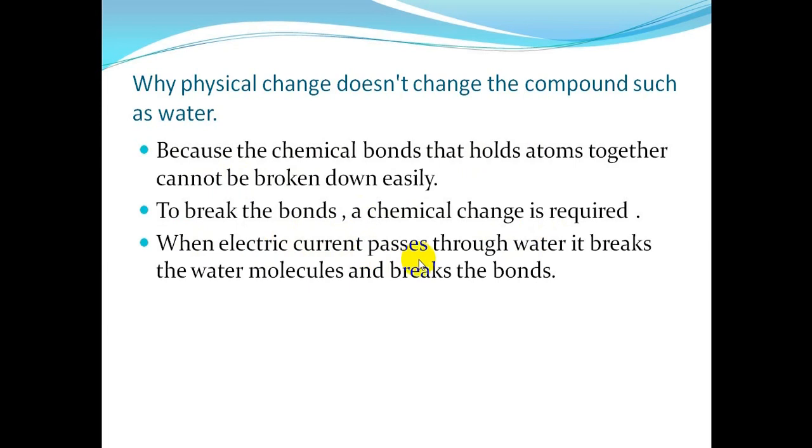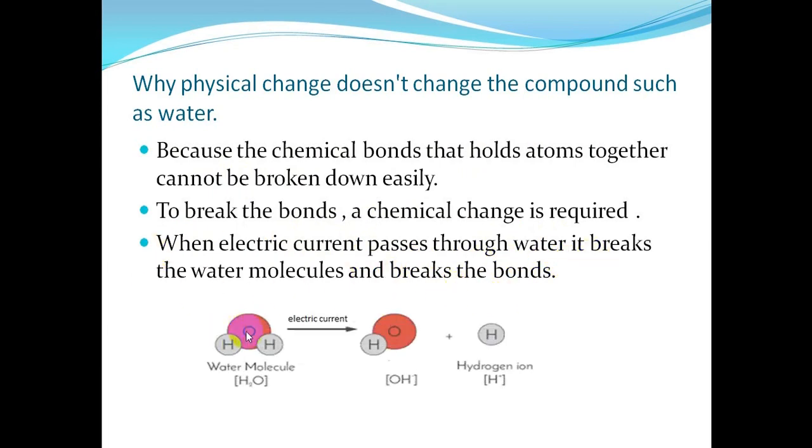When electric current passes through water, it breaks the water molecules and breaks the bonds. Like here. If we have water molecules, give it electricity, and you will break down the bond here, and the bond will break and they will separate. Here we will have the OH alone, and the hydrogen will break away, and this actually is not water anymore. So the only way to change a water molecule is by chemical change, by giving it electricity or electric current. In this case, you will break down the bonds between the hydrogen and oxygen, and this will result in a new substance. Okay.